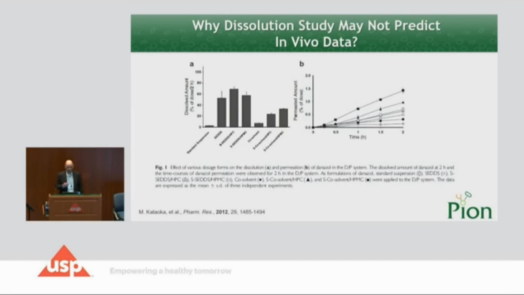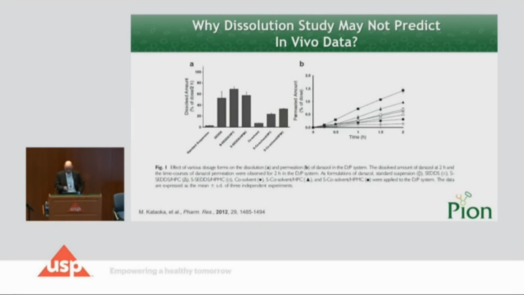It's not our work; it's from a 2012 publication by a group of Japanese scientists, who built a dissolution permeation device. On one side they had a dissolution chamber divided from the permeation chamber by a Caco-2 monolayer, similar to what Sid was showing earlier in the day. They used danazol, a very poorly soluble compound, and had several different formulations of danazol.